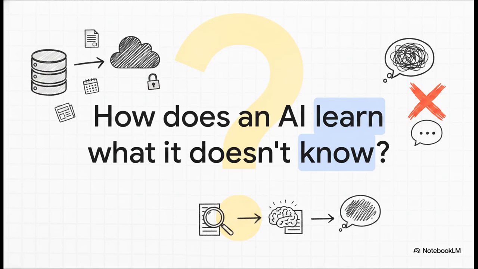You know that feeling when you ask an AI a highly specific question about, say, your company's private data or maybe a breaking news event from just this morning, and it gives you a super generic or, worse, a completely hallucinated answer? It is incredibly frustrating, right?